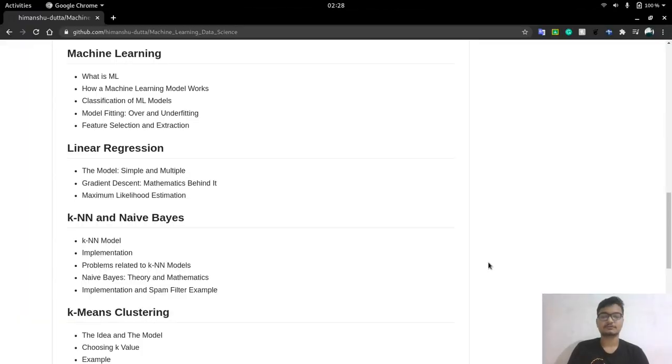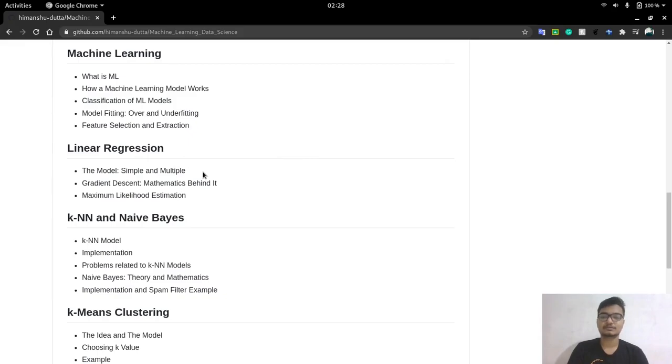Hello and welcome to the fifth module of the Machine Learning and Data Science course. Today we are going to talk about regression, and in particular linear regression. There are various forms of regression, but we are just going to touch on linear regression, simple and multiple, both versions of it.